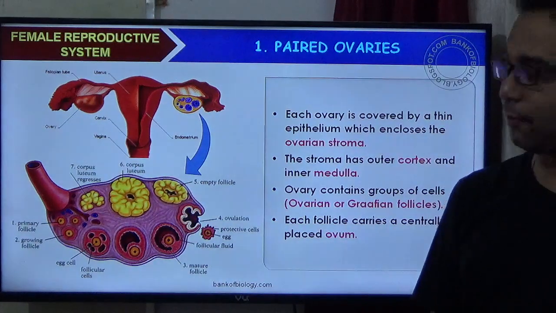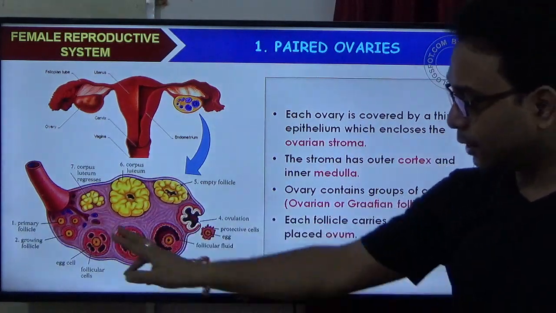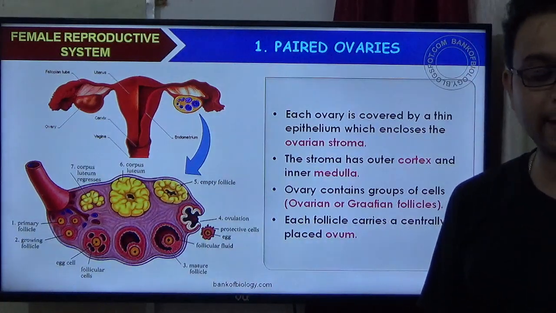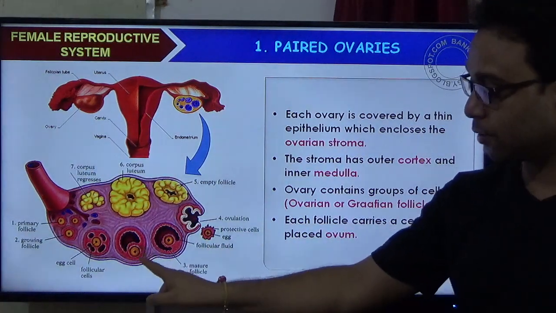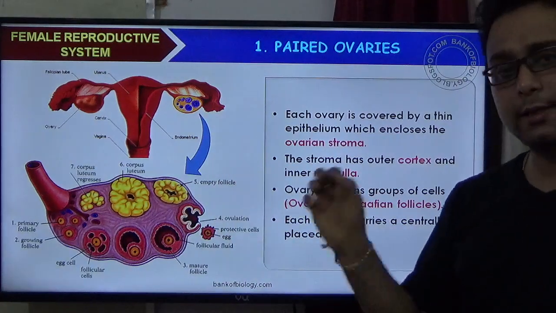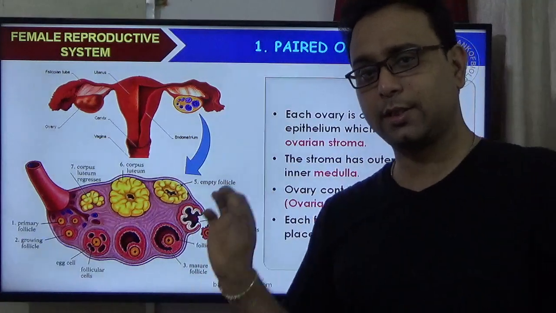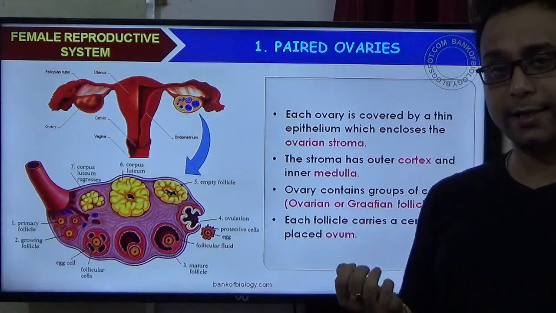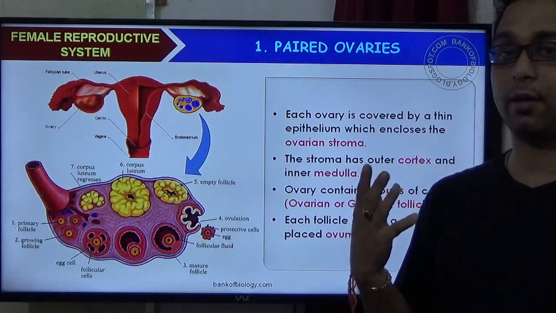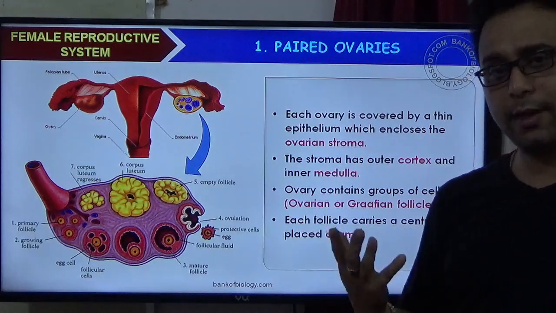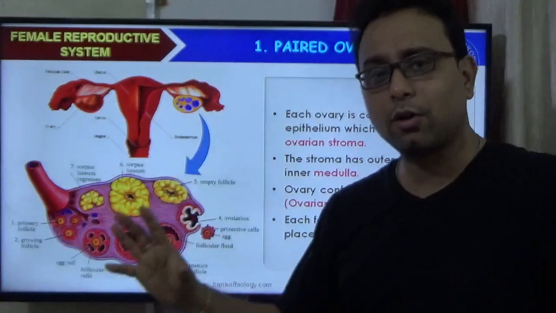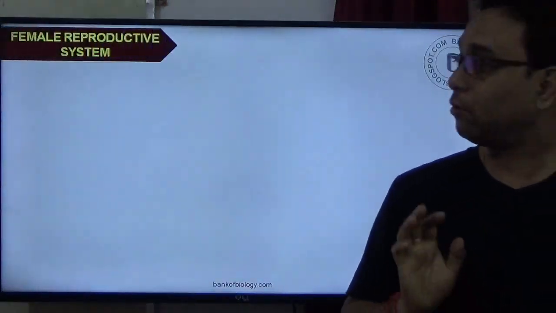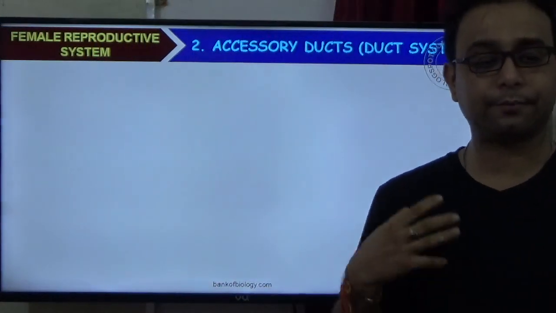But you know, all of these follicles carry a centrally placed ovum. In common usage it is called the ovum. Maybe it is also called the secondary oocyte, or the developing secondary oocyte, right? It is a different name, but commonly it is called the ovum. But you know, the most important thing is there.